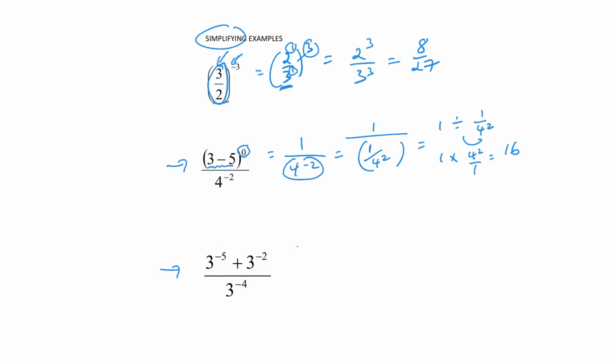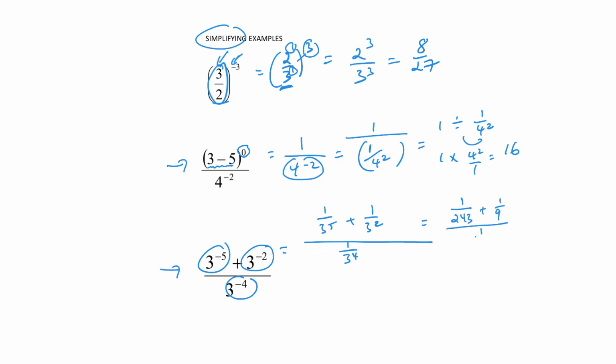In this case, we're going to have to treat each individual term on its own. So I'm going to have a massive fraction over here. This becomes 1 over 3 to the 5, plus 1 over 3 squared, and 1 over 3 to the 4. So basically, I'm working with exponents first, and the second thing is I'm just going to expand. This becomes 243, 1 over 9, all over 1 over 81. Put a bracket around here.